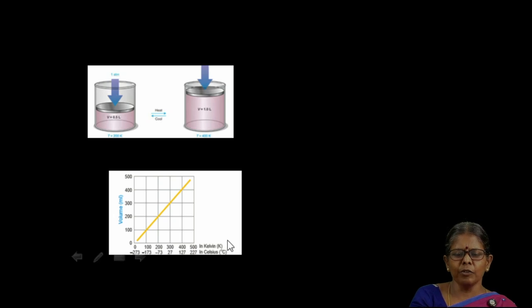On plotting volume versus temperature, as temperature increases, the volume also increases. That is, the volume is directly proportional to the temperature. This is the graphical representation of Charles' law, and this is the experimental verification for Charles' law.